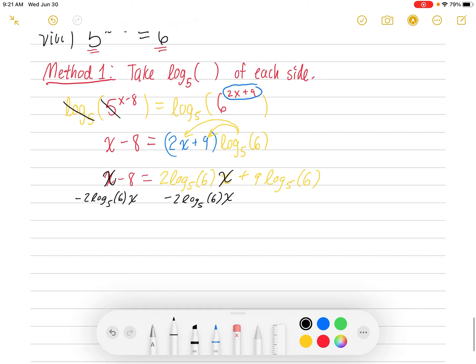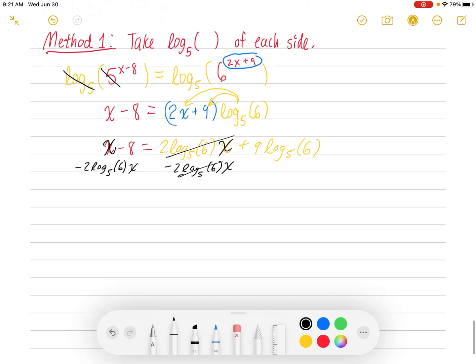Then after you do that, you want to get all your x's on one side. I'm going to get all my x's on the left side. So I'm going to subtract 2 log base 5 of 6 times x from each side. So on the right, these will cancel. On the left, I will have x minus 2 log base 5 of 6 times x. And I also have a minus 8, and that's equal to, on the right, 9 log base 5 of 6.